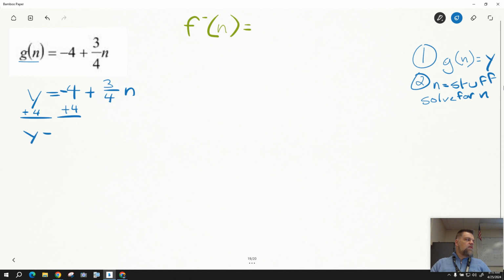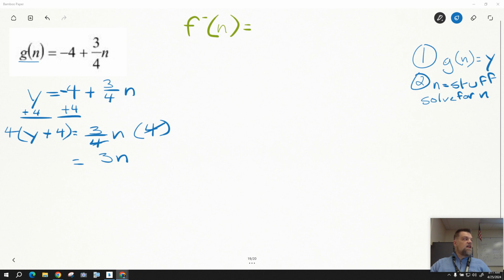And I get y plus 4 equals 3/4 times n. Now, the next step is I want to get rid of this 4. So I'm going to multiply by 4 on this side, and whatever I do on one side, I got to do on the other. Okay? So 4 divided by 4 is just 1. On the right side of the equal sign, I'm going to have 3n.